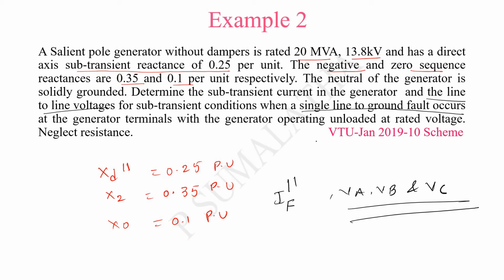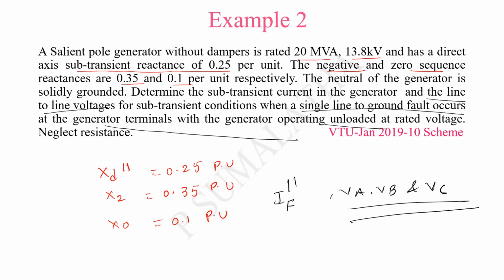Now we are studying this fault at the terminals of the synchronous generator under no-load condition. The concept is as usual: we are going to find the fault current with respect to the synchronous generator, and it is a single line-to-ground fault. All the sequence networks will be connected in series, so all the sequence currents will be equal in the series circuit. IA0 is equal to IA1 is equal to IA2.